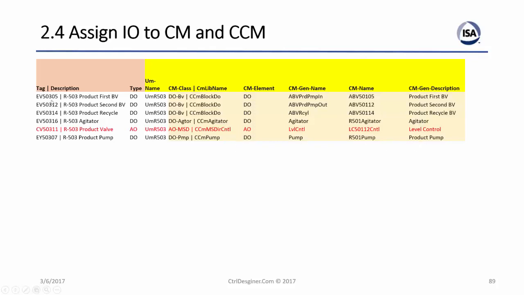Therefore, the first thing is we assign all of our root tags, AOs and DOs, to their objects. Sometimes you don't assign it because, for example, if you have a DO start and DO stop, you just assign one of the DOs. If you have two valves, you assign one of the valves to the control strategy.